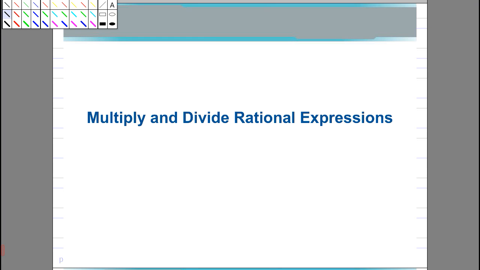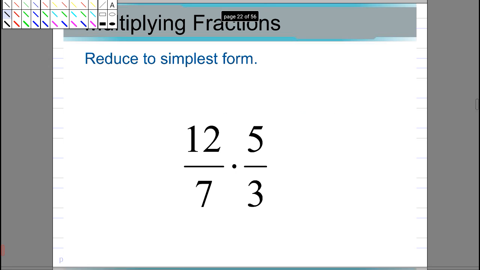I'm glad you're here for part 2. Now we're going to multiply and divide rational expressions, which is very reminiscent of multiplying fractions.